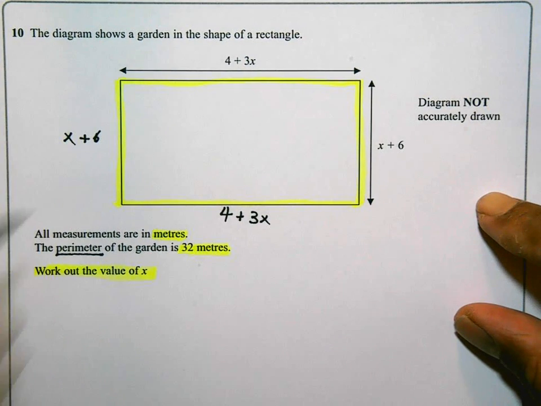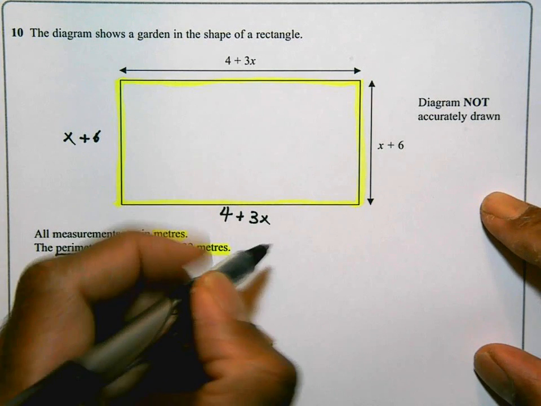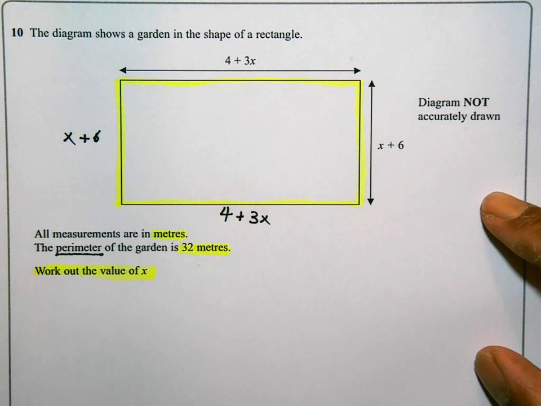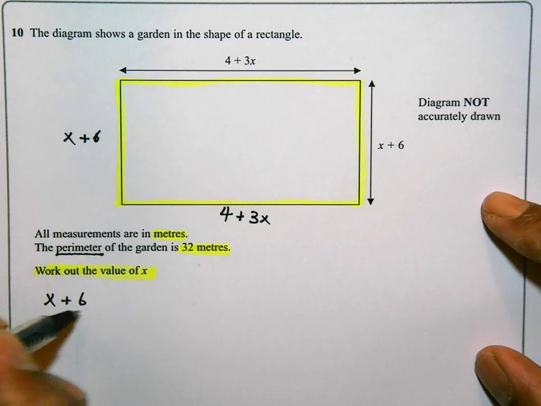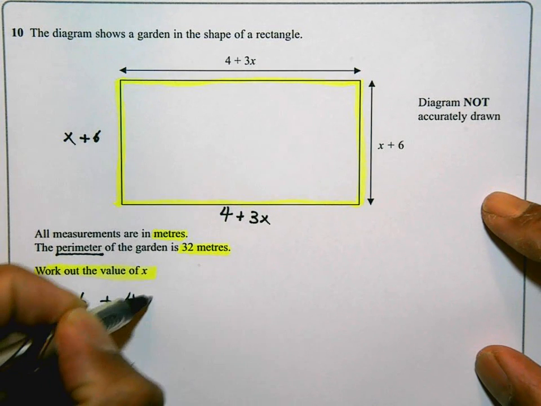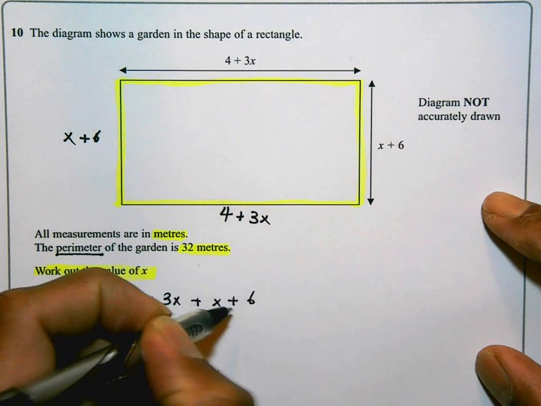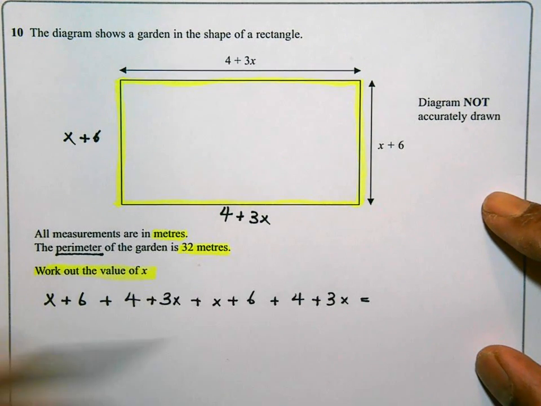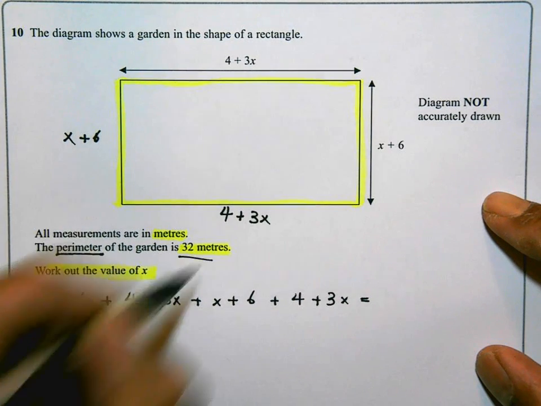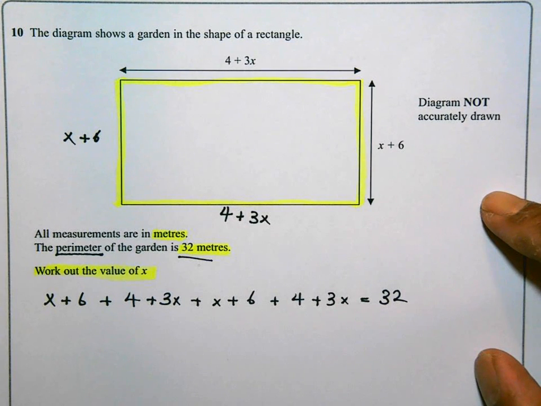So what I actually have is, let's see, if I add all of these together, x plus 6 plus 4 plus 3x plus x plus 6 plus 4 plus 3x. And when I add them all together, that would give me the perimeter, which is 32. And here's my equation. I now need to work out what x is.